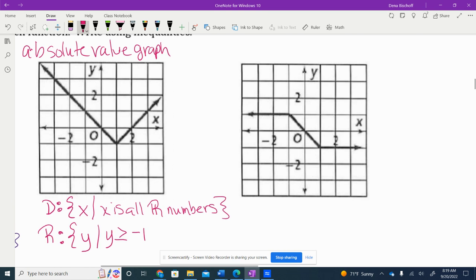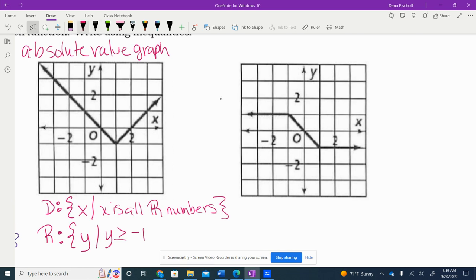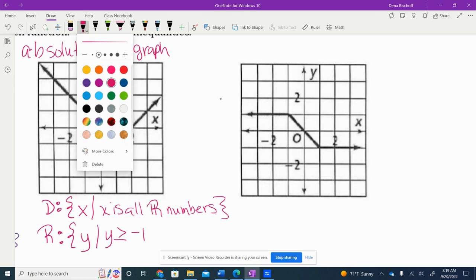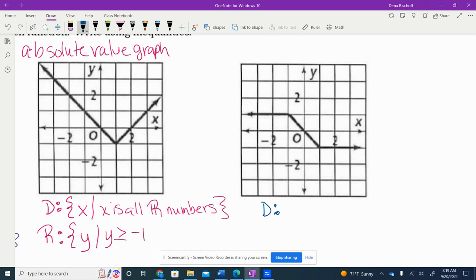All right. Let's look at this last one. This last one is a little interesting. We've got a couple of things taking place there. So let's look at our domain first. Remember, domain is the x values. So how far is this going to go this way, and how far is it going to go that way? Those are my x values. X such that x, what do you think, Miles? It is. X is all real numbers.